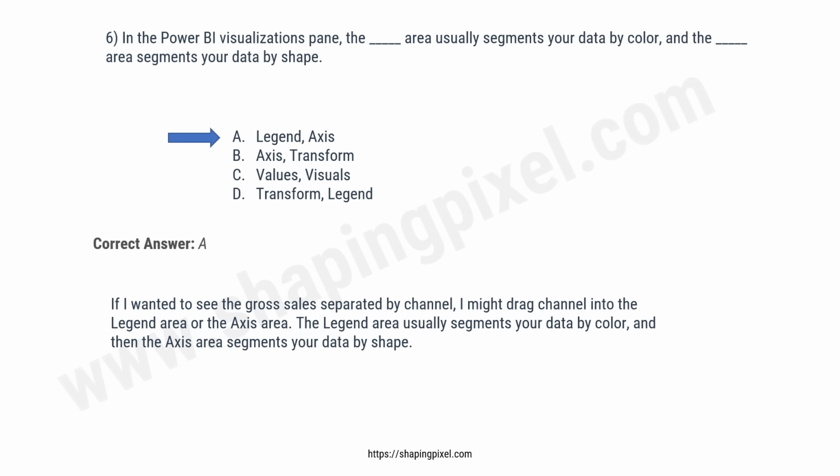If I wanted to see the gross sales separated by channel, I might drag channel into the legend area or the axis area. The legend area usually segments your data by color, and then the axis area segments your data by shape.